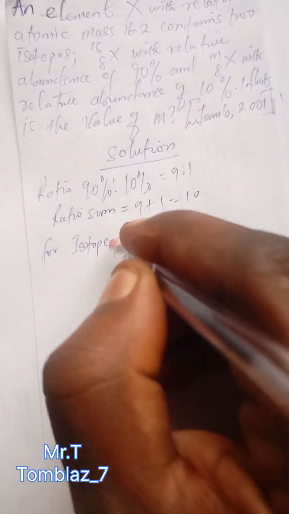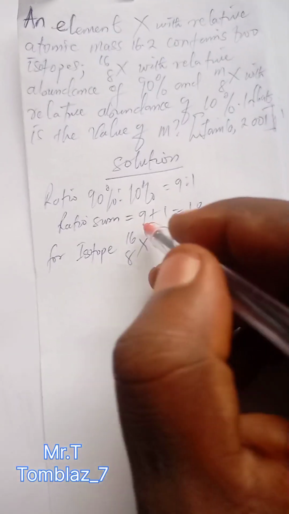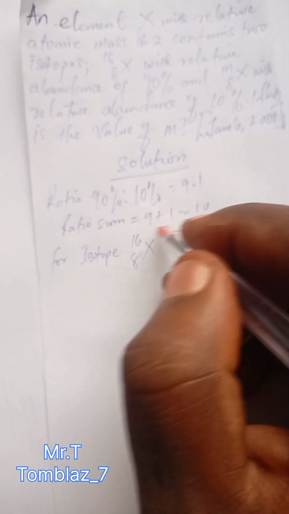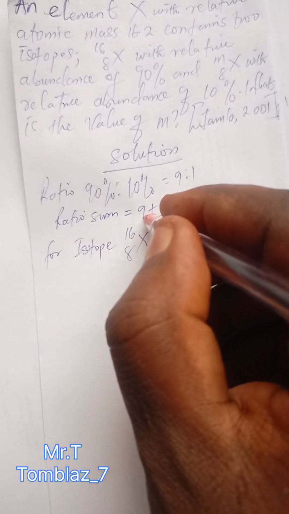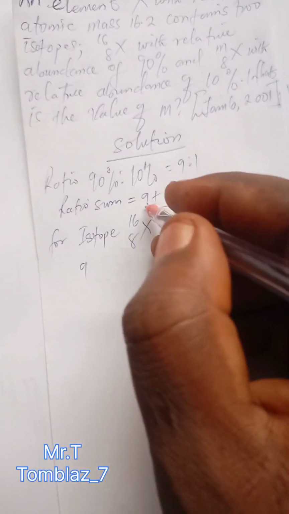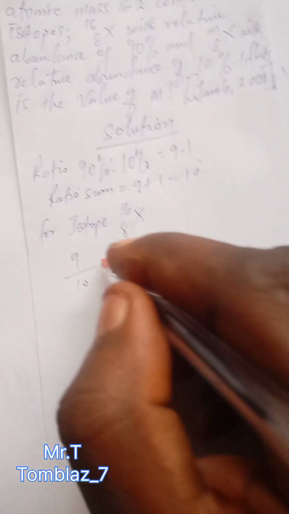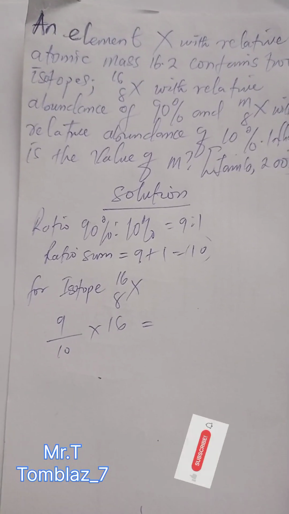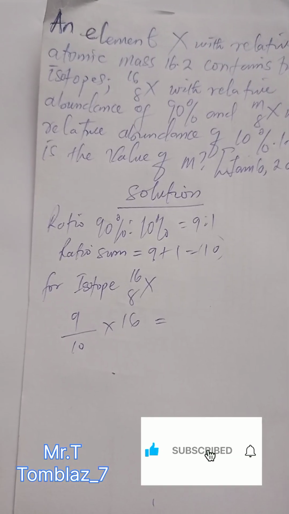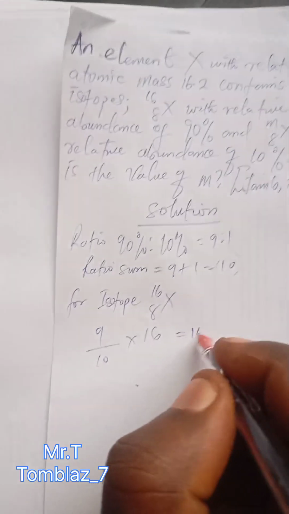Okay, so if I've gotten the ratio 10, so for isotope 16, how do we get the relationship between this ratio and this isotope? We'll take for isotope 16, we have the relative abundance to be 9 here, 90%, which we take to be 9 here. So we have 9 over what? The total ratio, which is 10, times 16, right? So what are we going to get? Let's multiply that value together. 9 times 16 is going to give us what? 144. So divide it by 10. So it's going to give us 14.4.